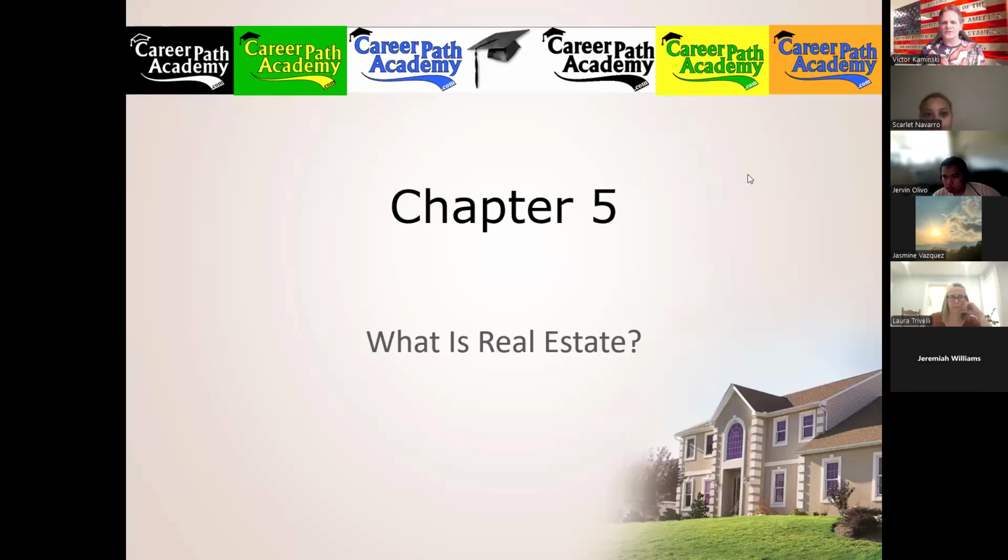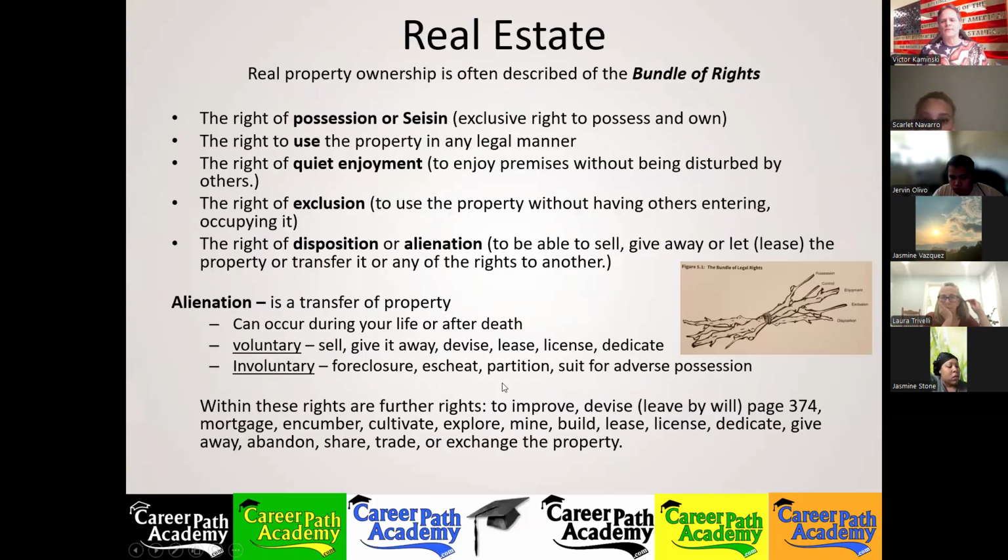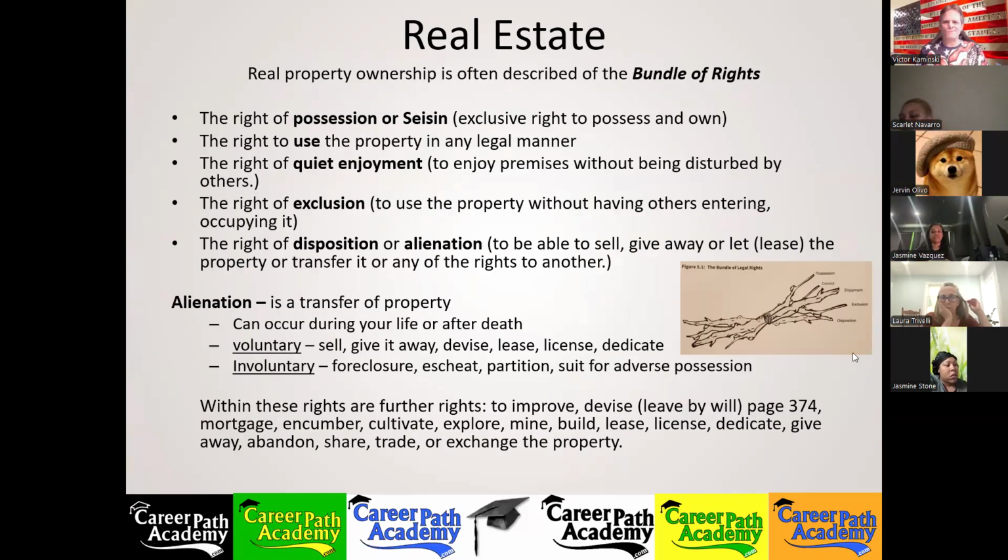Okay, chapter 5. What is real estate? Pretty good question, especially since that's the business we're trying to get into, right? Real estate. What is real estate? Well, in this chapter, we're going to identify the different characteristics of real estate, explaining what it is, understanding the differences between land and real estate, and distinguish between the characteristics of what is personal property and fixtures. What are fixtures?